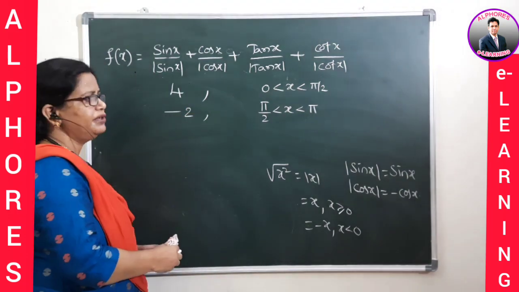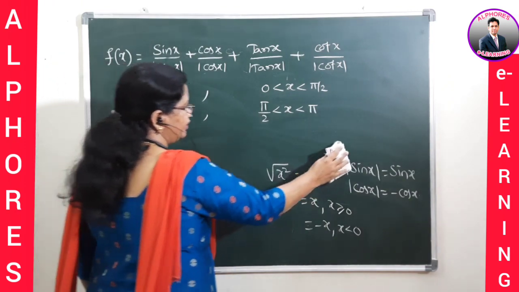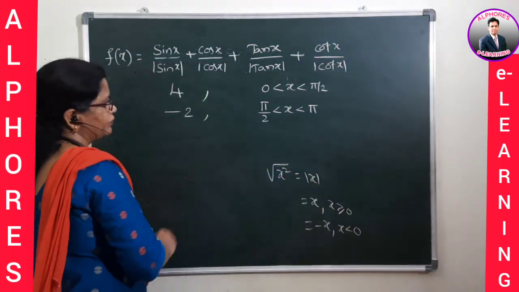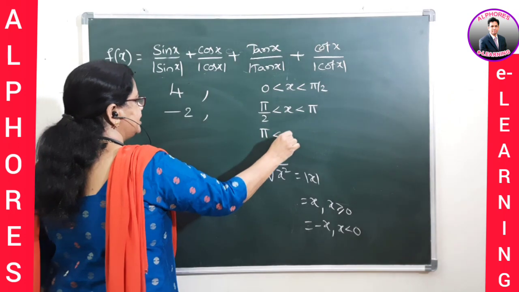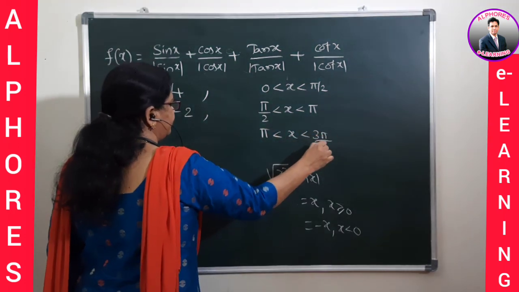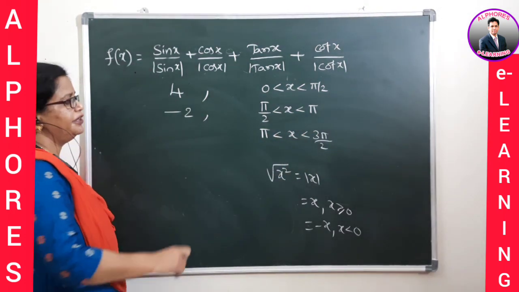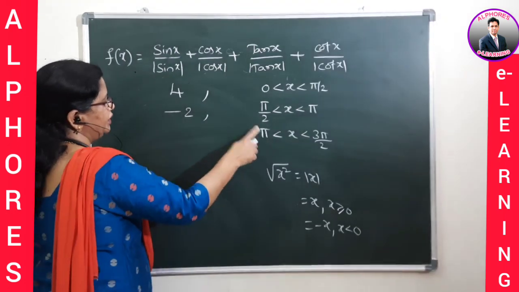And next, if you observe the third quadrant, what about the third quadrant condition? That is when pi less than x less than 3 pi by 2. Suppose this is the value. Then what about the values here in the third quadrant?